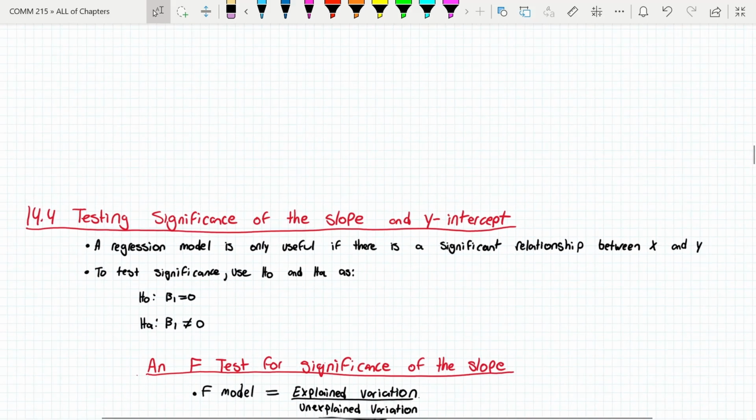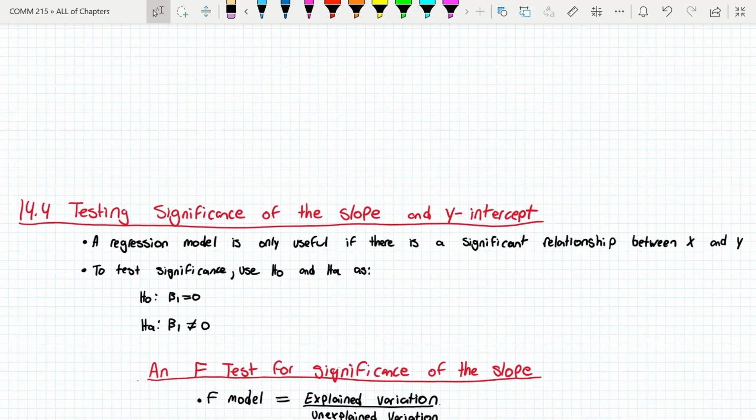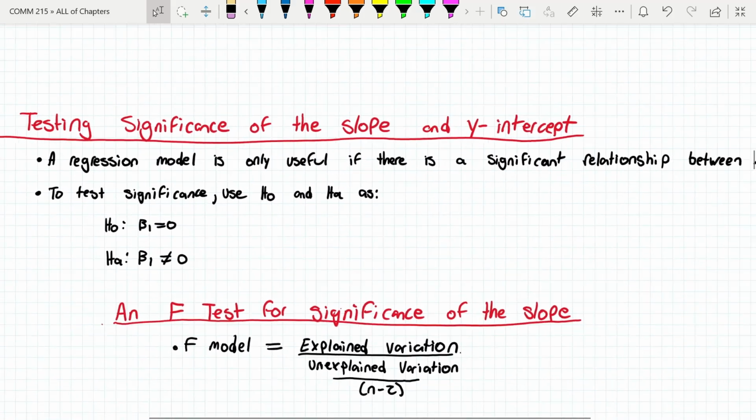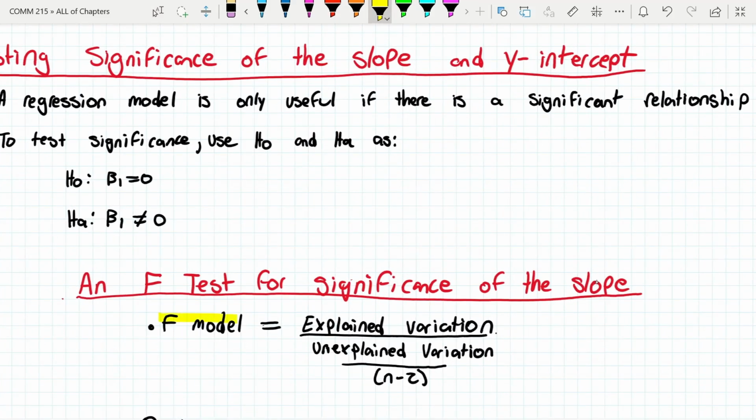So a regression model is only useful if there is a significant relationship between x and y, your dependent and independent variable. To test the significance, use H0 and HA, your null and alternative hypothesis. Your null will be B1 is equal to 0, and then HA will be that B1 is not equal to 0. So an F test for significance of the slope. So your F model here, I'll put that in yellow, is equal to the explained variation divided by the unexplained variation divided by n minus 2.